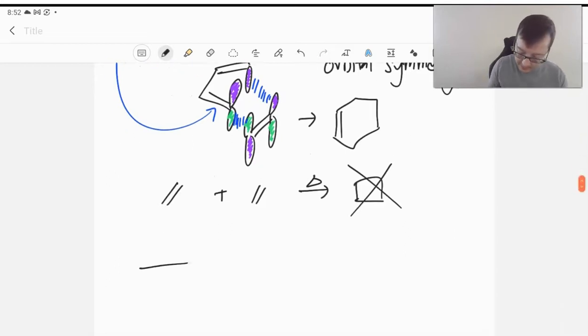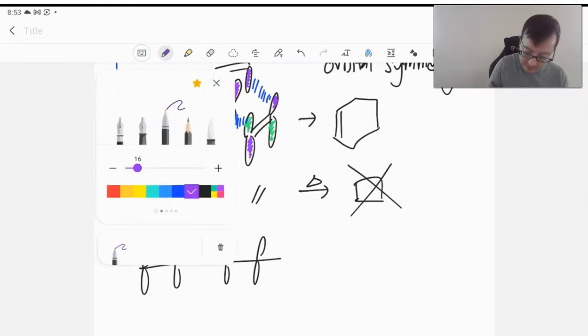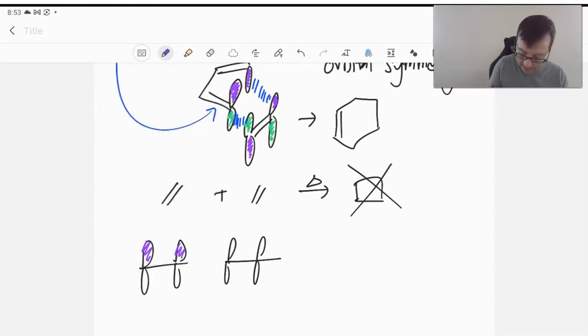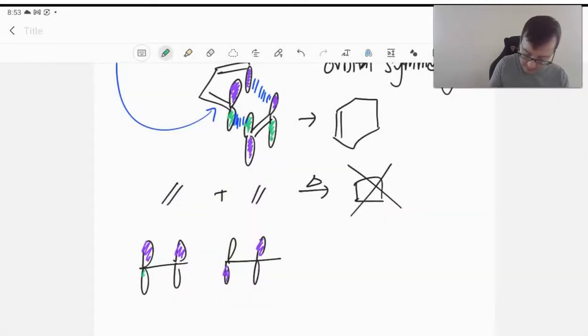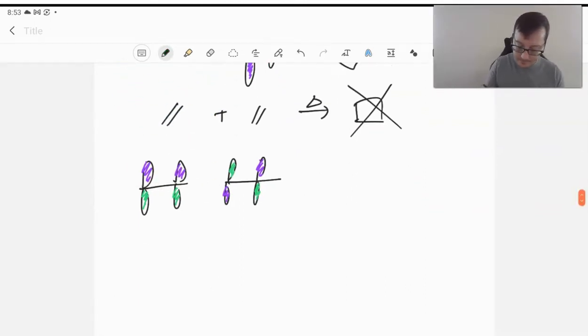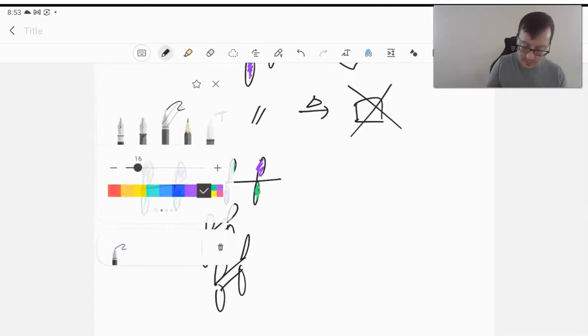Because if we consider their molecular orbitals, we need the HOMO of one and the LUMO of the other, right? The HOMO of ethylene has 0 nodes because there's only 2 electrons, 2 orbitals, 1 HOMO, 1 LUMO, 0 nodes and 1 node. If we try and put those together, now I realize I've got the colors right, but I could have drawn them earlier.